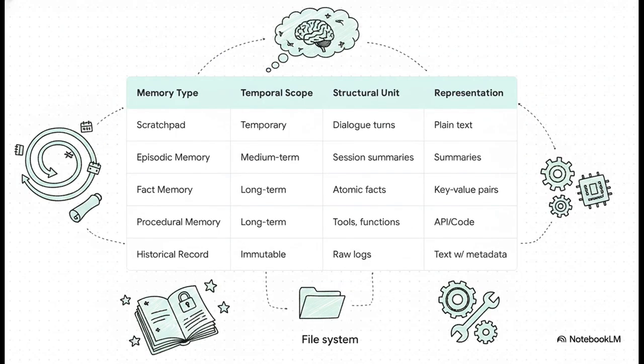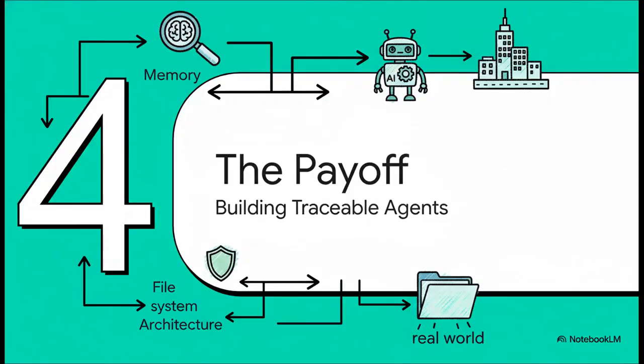Now, the really crucial insight here is that not all memory is the same, right? A thought you have for 2 seconds is different from a core belief. This file system gets that, so it can manage each type differently. You've got your temporary scratchpad, your episodic memory for what happened in a session, and your long-term fact memory. But the real magic is they all look like simple files to the agent, which talks to them all in the exact same way.